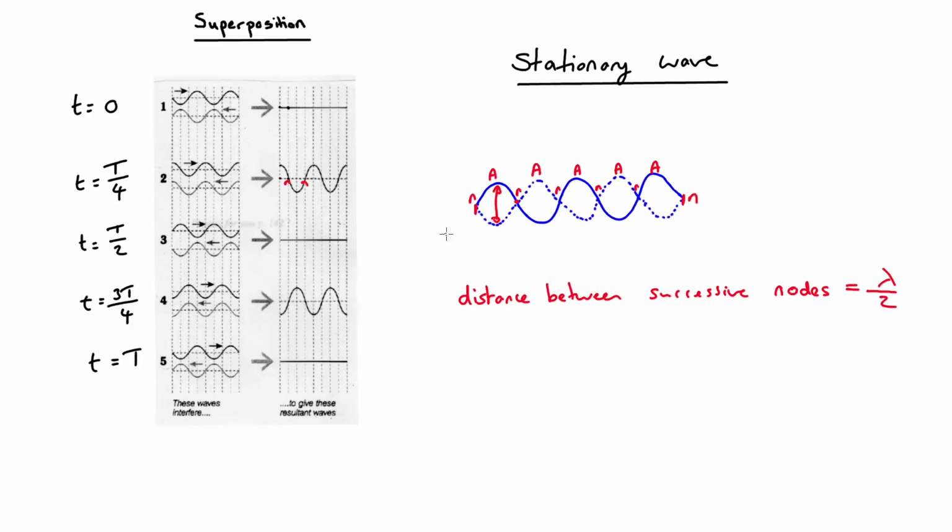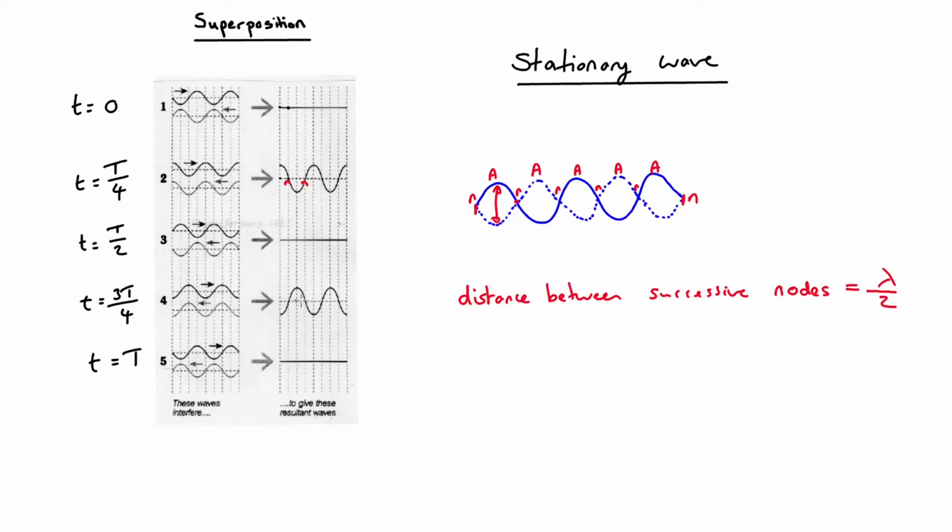One other thing to consider about stationary waves at this point is that in a stationary wave, all particles are oscillating with different amplitudes. The particles at the antinodes are oscillating with a maximum amplitude, and the nodes are oscillating with zero amplitude. That's a different situation to a progressive wave.